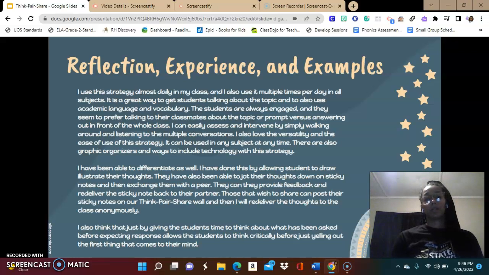And they can also jot their thoughts down on sticky notes and then exchange them with a partner. So this actually gives you a quiet alternative to Think-Pair-Share because it can get a bit noisy. Then they can provide feedback, redeliver the sticky notes back to their partner, and those who wish to share can post their sticky notes on our Think-Pair-Share wall, and then we can redeliver to the class anonymously.